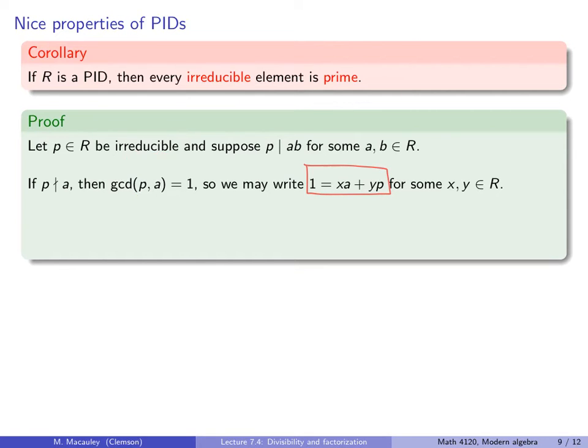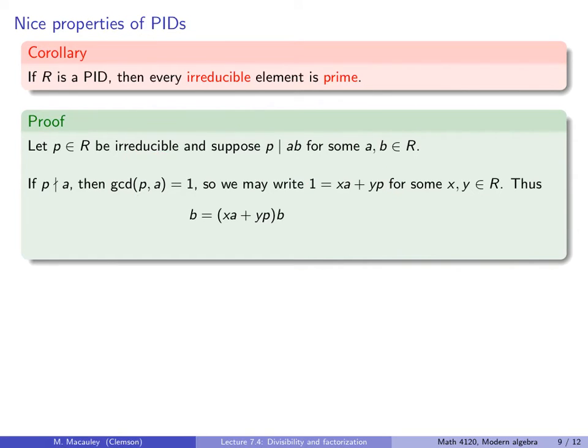So I can write 1 as x times A plus y times P for some x and y in the ring. So now I want to multiply this equation on both sides by B. It doesn't matter on the left or the right because multiplication commutes.